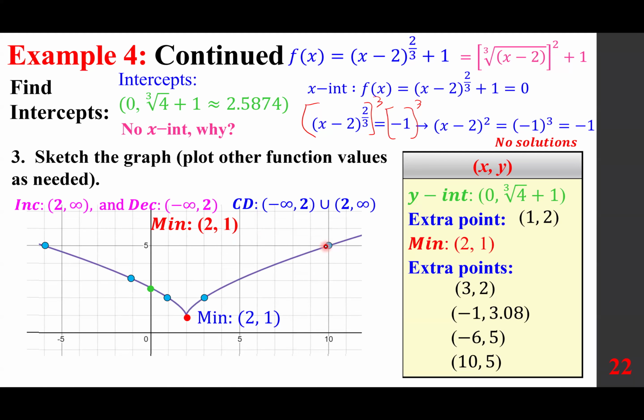What else do we notice? The function is decreasing here. The function is increasing here. Also, the function is concave down here as well as here, which we cannot write from negative to positive infinity, rather negative infinity to 2 union 2 to infinity.